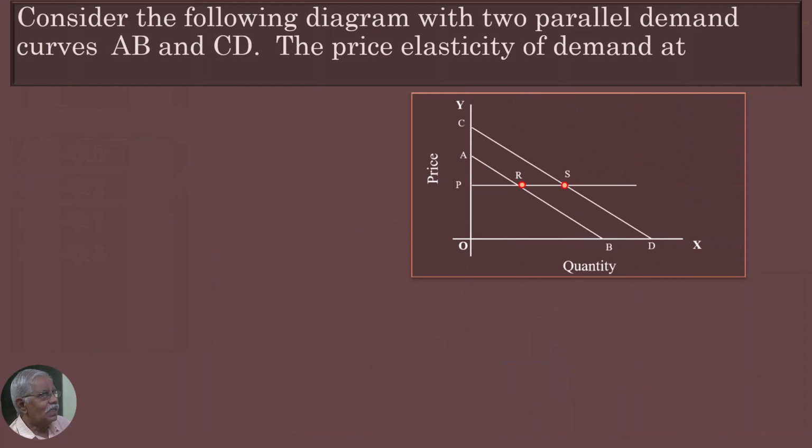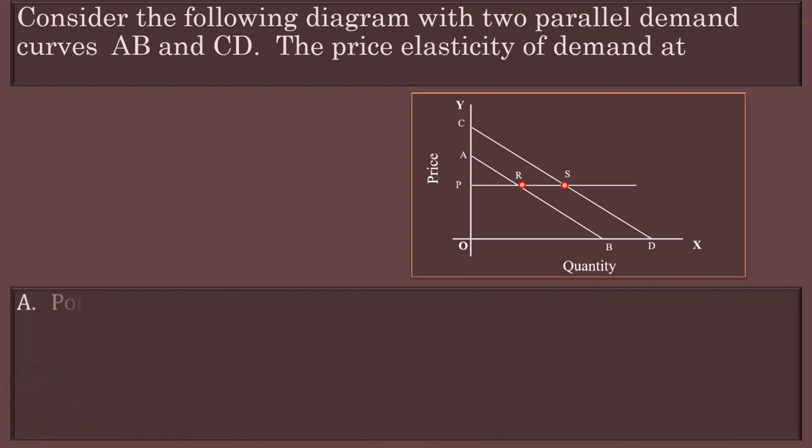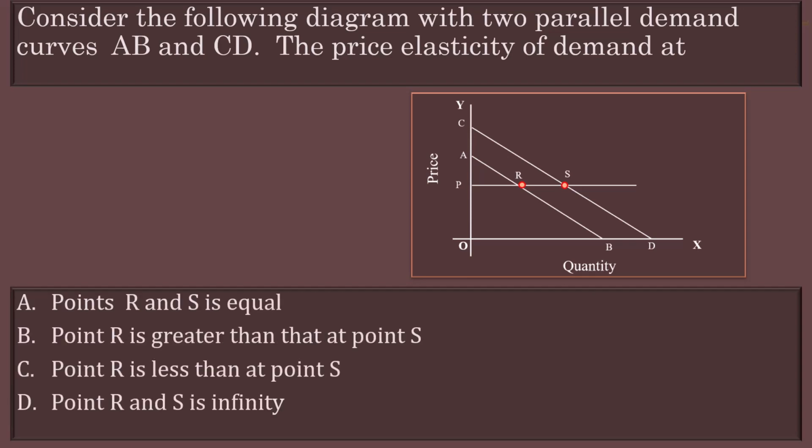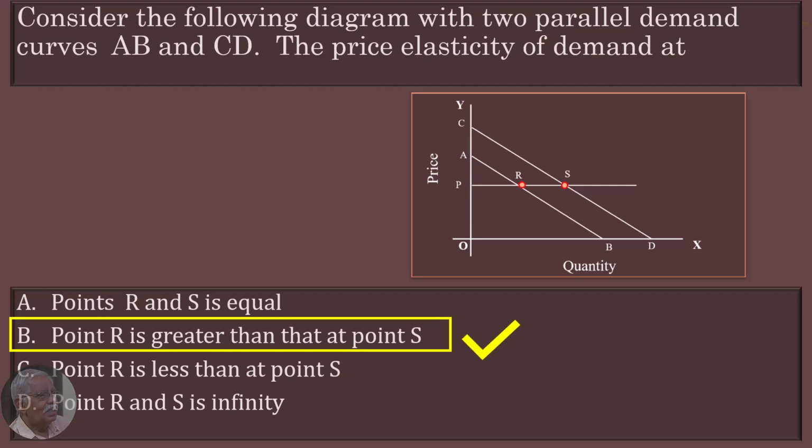Consider the following diagram with two parallel demand curves A, B and C, D. The price elasticity of demand at point R and S is equal. Point R is greater than that at point S. Point R is less than at point S. Point R and S is infinity. Option B is correct. Elasticity at point R is greater than elasticity at point S.